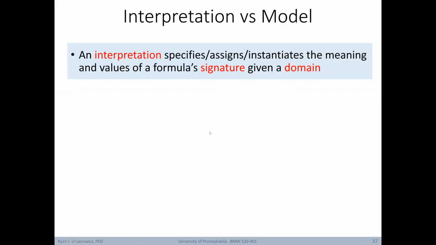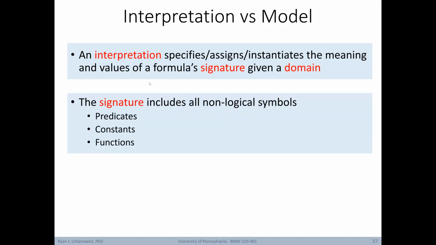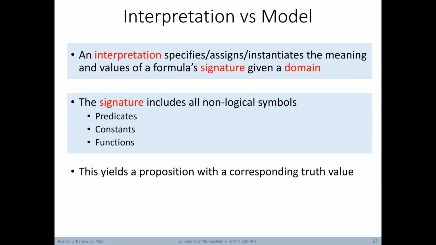Now let's jump into predicate logic semantics. First, let's talk about interpretations versus models. In predicate logic, an interpretation specifies, assigns, and instantiates the meaning and values of a formula's signature given a domain. The signature includes all non-logical symbols, including predicates, constants, and functions. This is basically laying the groundwork for how we'll interpret truth from predicate logic statements. By applying an interpretation to a signature, we basically yield a proposition with a corresponding truth value.